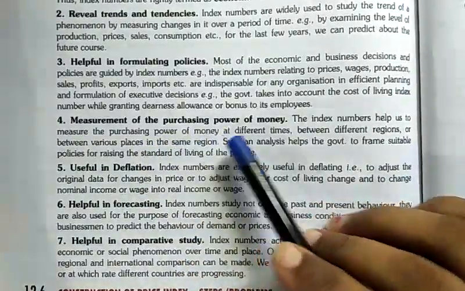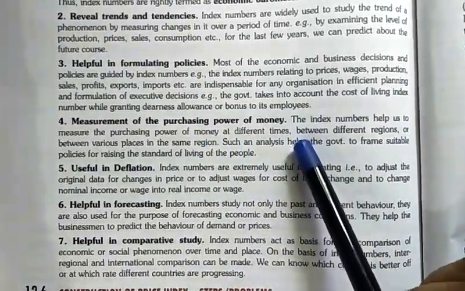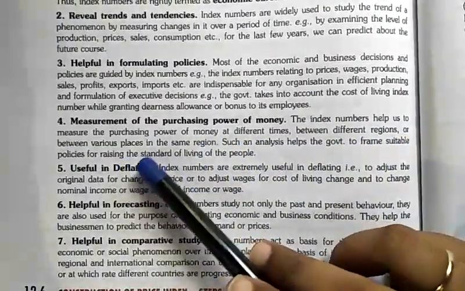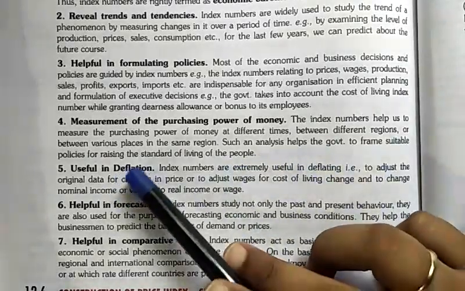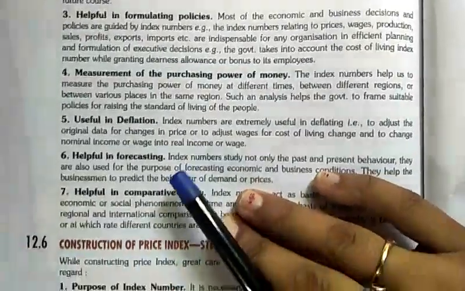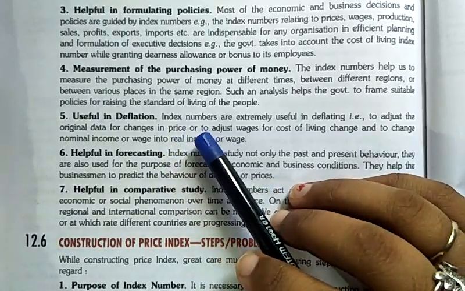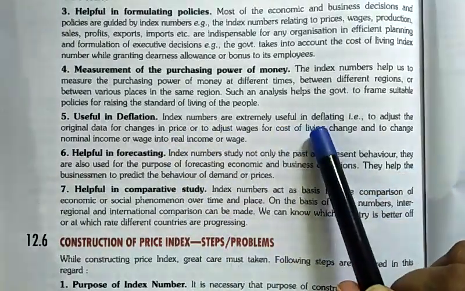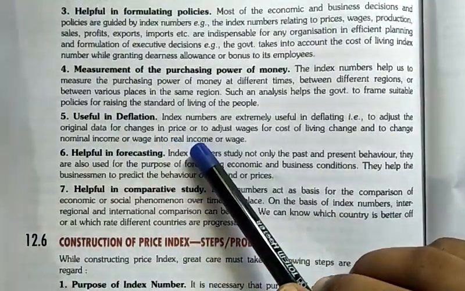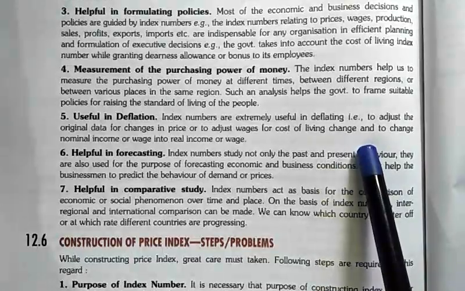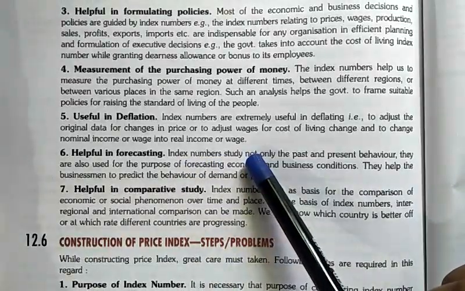Next is measurement of the purchasing power of money. Index numbers help us to measure the purchasing power of money at different times, between different regions or places, or in the same region. Such analysis helps the government to frame stable money market policies. Use in deflation. Deflation means, students, when the prices of goods go down. Index numbers are extremely useful in deflating, that is, to adjust the original data for changes in price, to adjust wages for cost of living changes, and to change nominal income or wage into real income or wage.